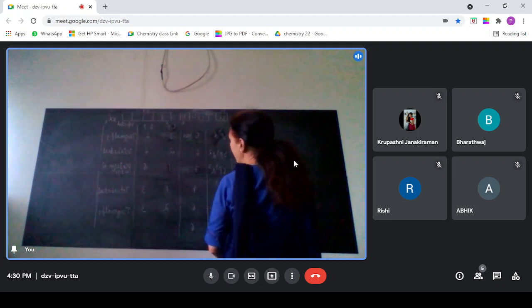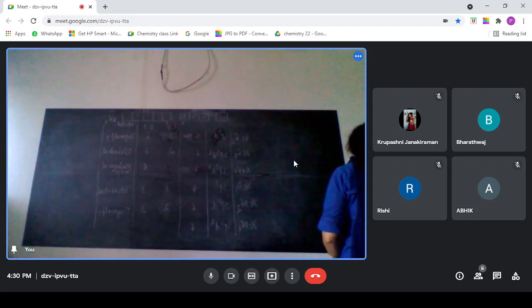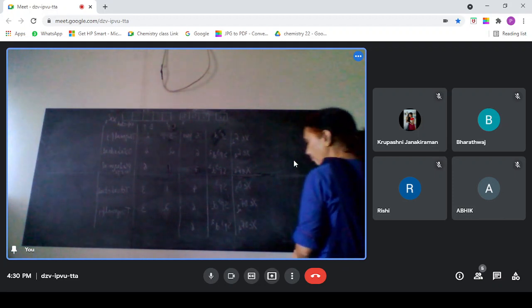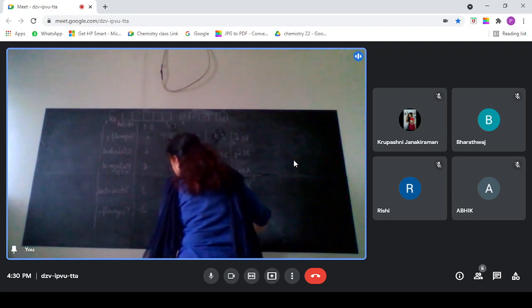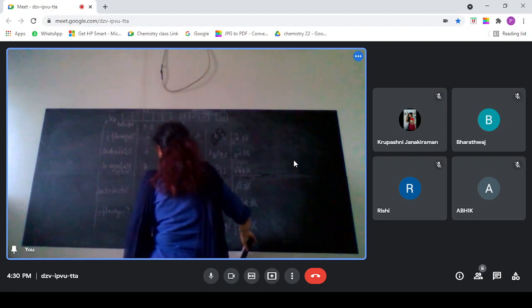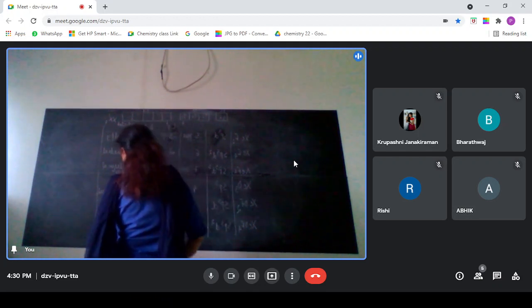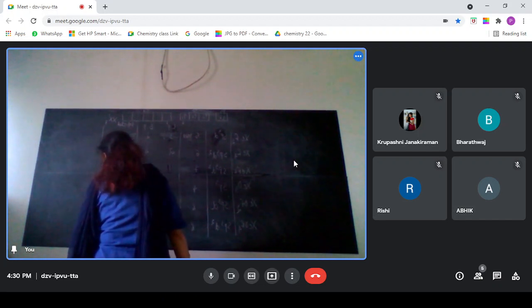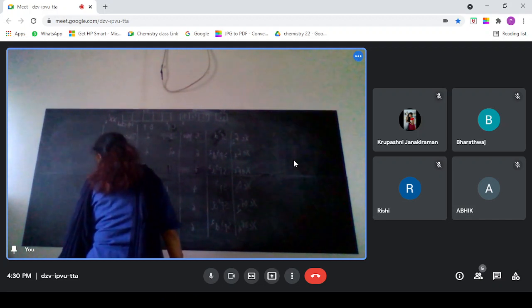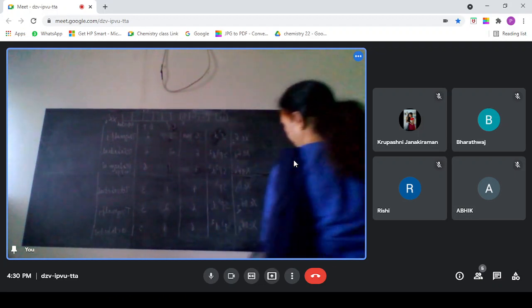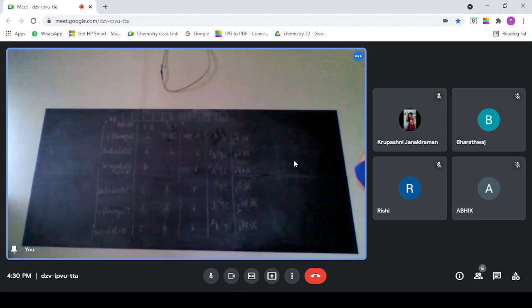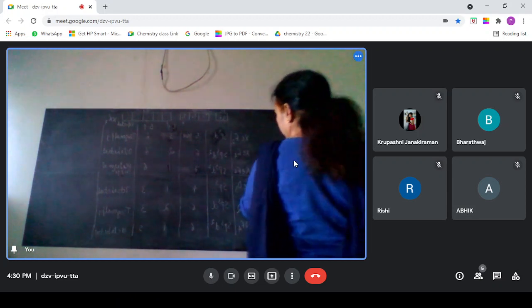So how many bond pairs and how many lone pairs? 4 plus 1, 5. 1 lone pair, 5 bond pairs. The sp3d2 should be octahedral. Octahedral. Okay, 6 pairs of electrons, out of which 2 lone pairs and 4 bond pairs.